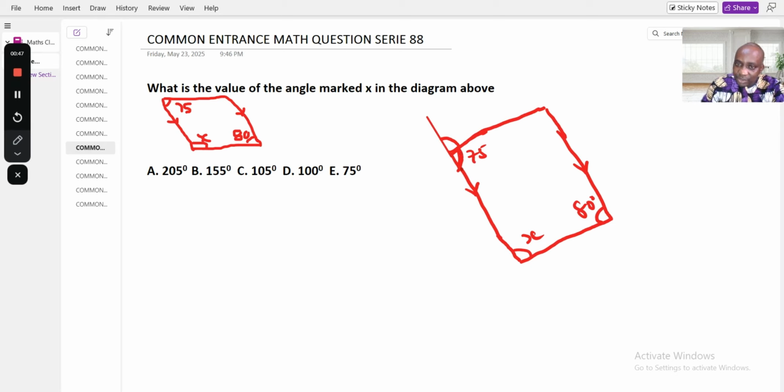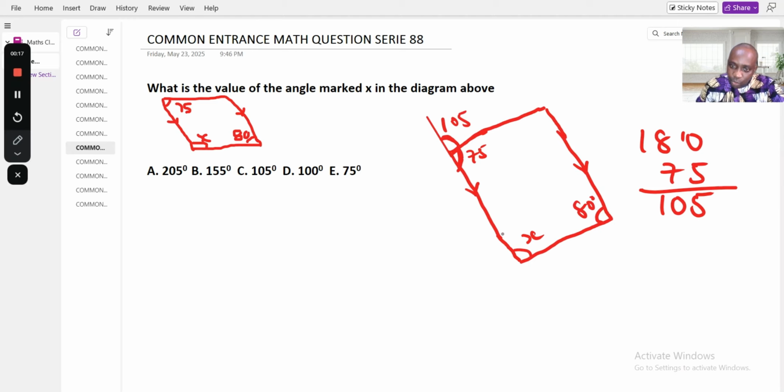If this face is 75, it means this face, you just say 180 minus 75. What is it going to give you? That will be our final answer. It's going to give us 105. 180 minus 75. Other one here, 10 minus 5 is 5. This one, 7 minus 7 is 0. 1. Therefore, this face will be 105.